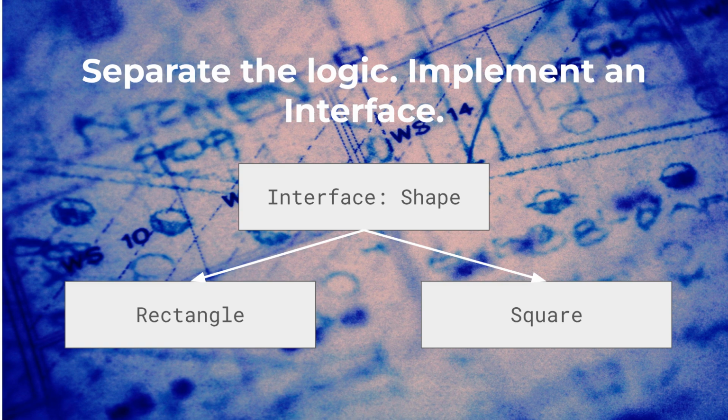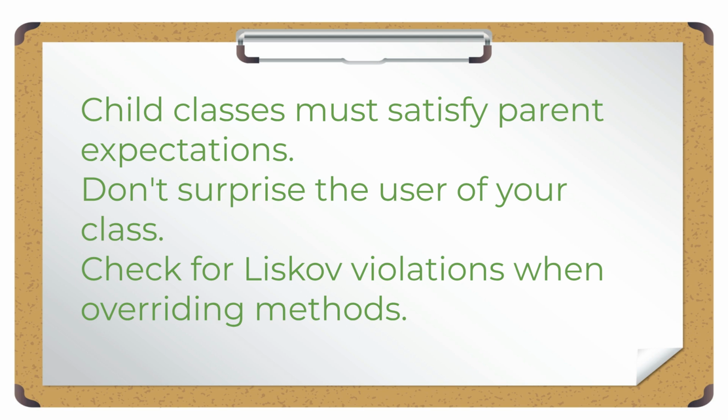To wrap up, a subclass should extend the capability of a parent, not replace or break it. If you have to check "is object of type X" in order to avoid bugs, you're likely violating LSP.